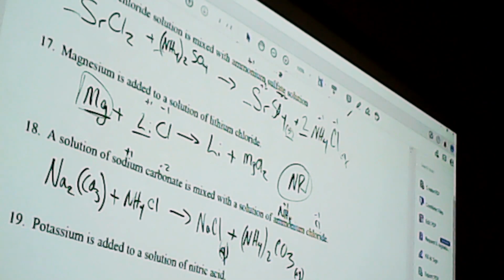Didn't you say that one of the products always has to be solid? If the reaction works. Because both of these are aqueous from our solubility chart, no reaction. No reaction. Okay? So, there's your 5th point.